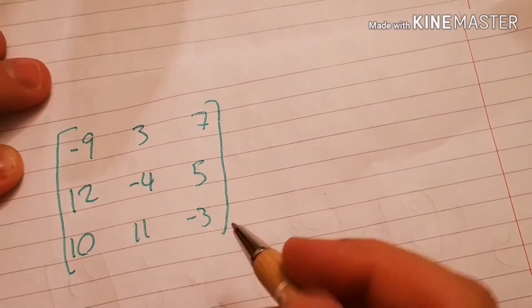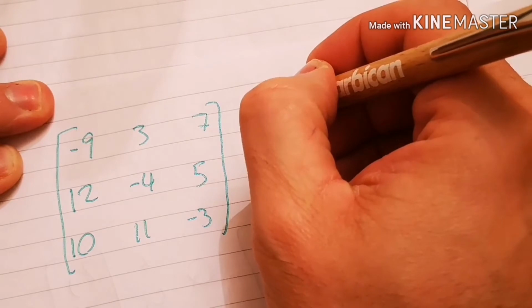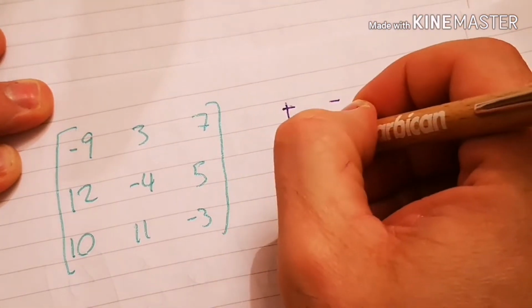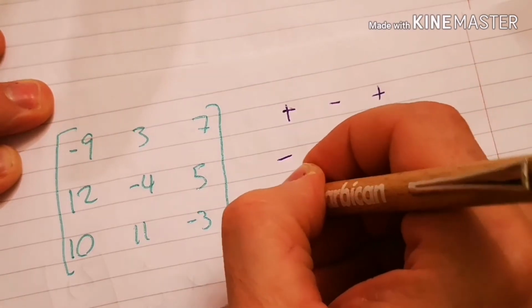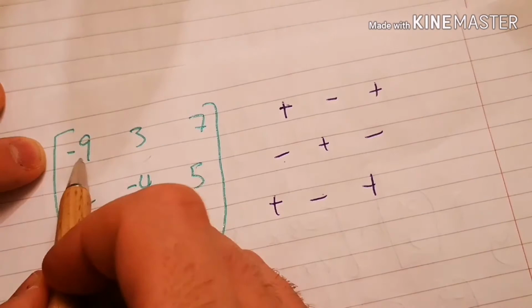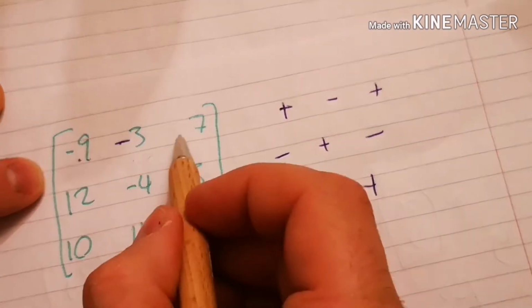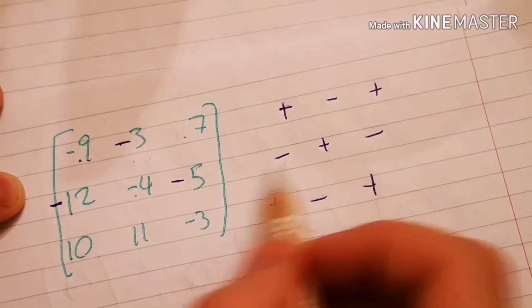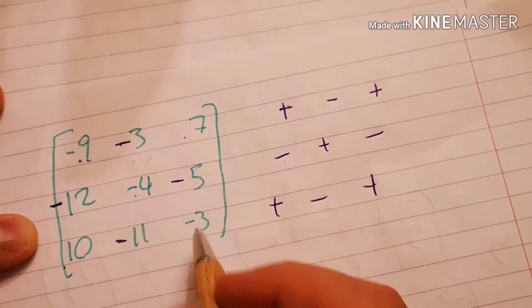Okay, I've just rewritten this because my working out was getting a bit messy. I need to be careful around my signs. It goes minus, plus, minus, minus, plus, minus, plus, minus, plus. So I might need to change some of these signs around. That stays the same. This one changes to a minus. That stays the same. This changes to a minus. That stays the same. Changes to a minus. That stays the same. This changes to a minus.